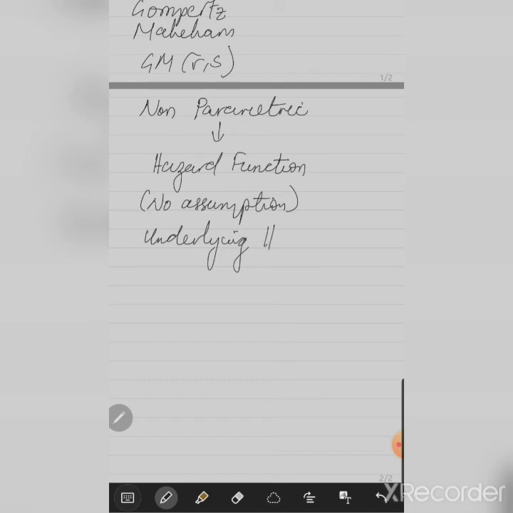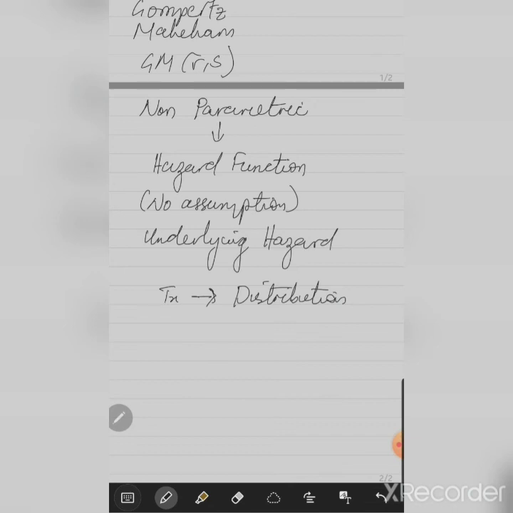This means that I'm not bothered about the exponential or the Weibull or whatever it is. My future lifetime, which is the x, I am not sure what kind of distribution it is following or will follow. So it is also called a distribution-free mechanism. That is what we are looking at when we are using non-parametric models.